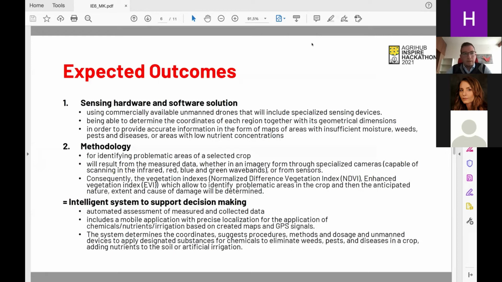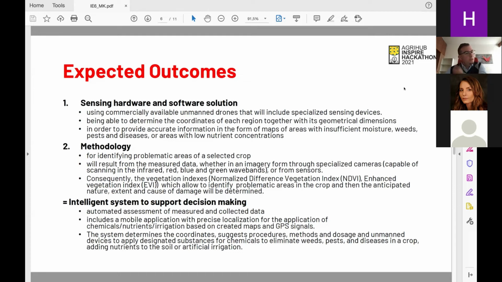innovation experiment are in a way in the utilization of the existing hardware and software. So we want to use the commercially available unmanned drones. So we don't want to reinvent the drones in themselves. We are seeking systems that are able to determine the coordinates of the region together with geometrical dimensions, and they can provide accurate information in form of maps with identified insufficient moisture, weeds, pests, and diseases, or with low nutrient concentrations.